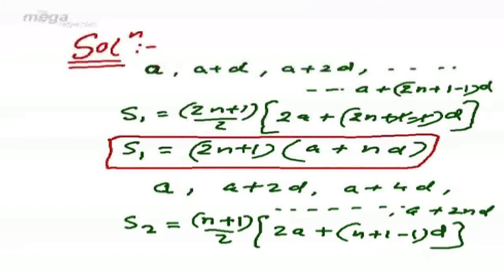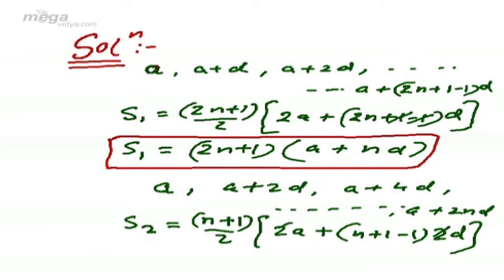But here the first term is a, then a plus 2d, a plus 4d, and the last is a plus 2nd. In this sequence, the number of terms is n plus 1. Because of this, the value of S2 is n plus 1 by 2 into 2a plus n plus 1 minus 1 into d, because the number of terms is n plus 1 minus 1 into d. But in this sequence, d is 2d, because a plus 2d minus a is 2d, and a plus 4d minus a plus 2d is also 2d. Instead of putting d, we have to put 2d there.